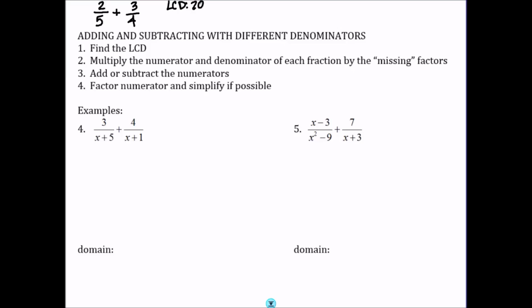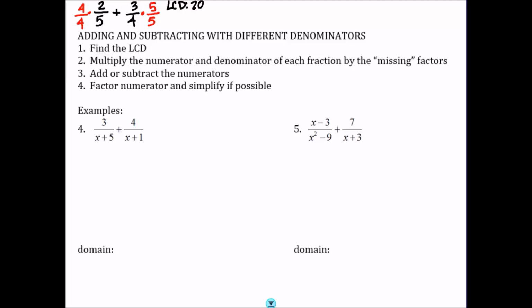Step 2 says you need to multiply the numerator and denominator of each fraction by the, quote, missing factors. So we want both of our denominators to be 20. So the first fraction needs to be multiplied by 4/4 to make the denominator 20. The second fraction needs to be multiplied by 5/5 to make the denominator 20. You always have to multiply the numerator and denominator by the same thing. That way you make sure you're not changing the value of the fraction.